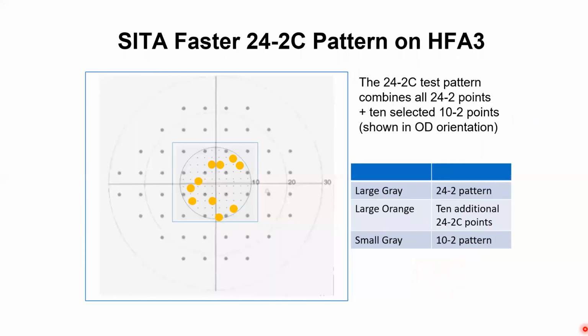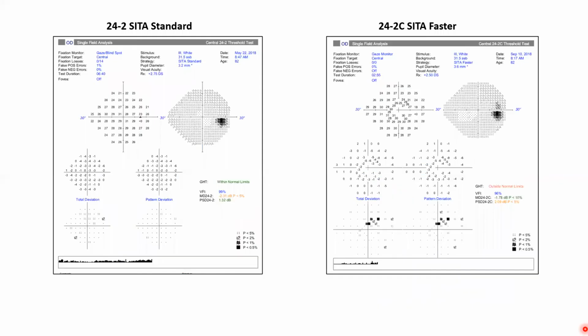So with the SITA Faster, you have the possibility to use the 24-2C pattern that combines all 24-2 points with 10 selected 10-2 points. And so like this, you can test both the periphery and the center in one go. And then you can maybe get a patient like this who showed no changes with the 24-2 SITA Standard, but when retested with 24-2C SITA Faster, some significantly depressed points in the paracentral region showed up.